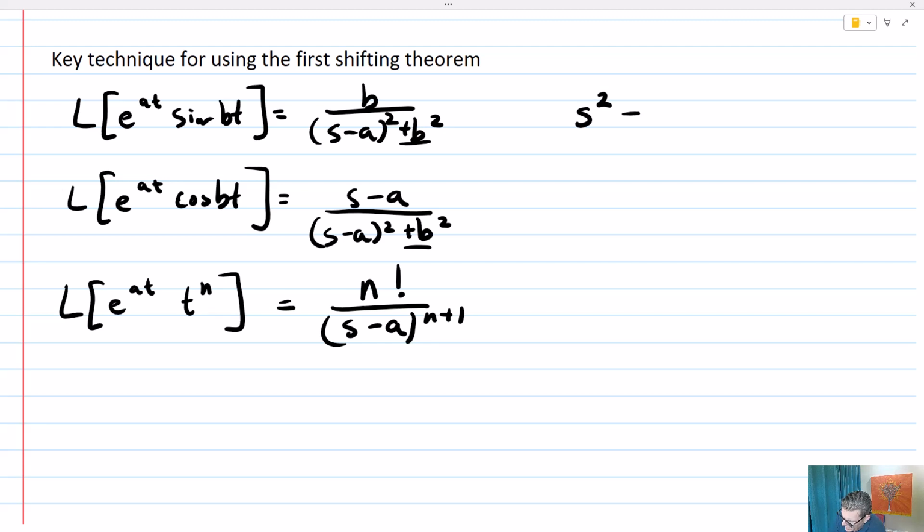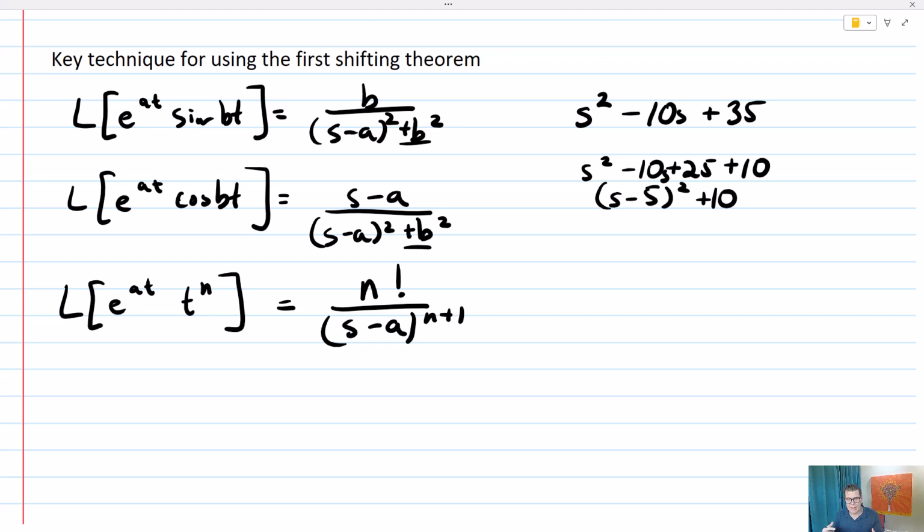So let's say, for example, I have s squared plus 10s plus, say, 35. Now, what we know is that we're going to make this s squared plus 10s plus 25 to give myself the perfect square, and then plus 10. So that's going to end up being s plus 5 squared plus 10. That's great. If I saw that in the denominator, I can make some changes to my functions in order to actually find an inverse Laplace transform for something with that in the denominator.